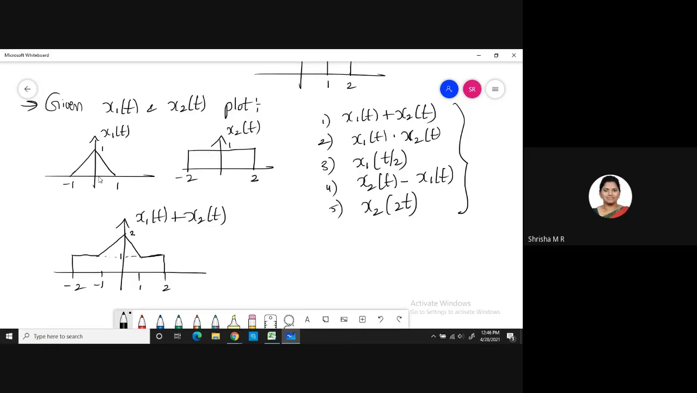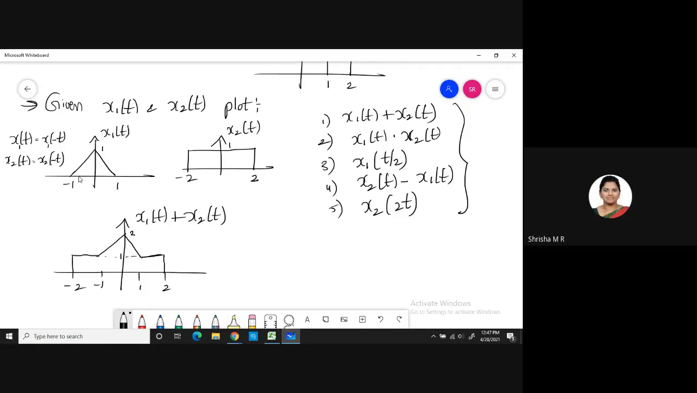These two are even signals, right? Because x1 of t is equal to x1 of minus t, whereas x2 of t is equal to x2 of minus t. These two are even signals. So you get x1 of t plus x2 of t, something like this. Clear, everyone? Yes, ma'am. If you want, you can cross verify.